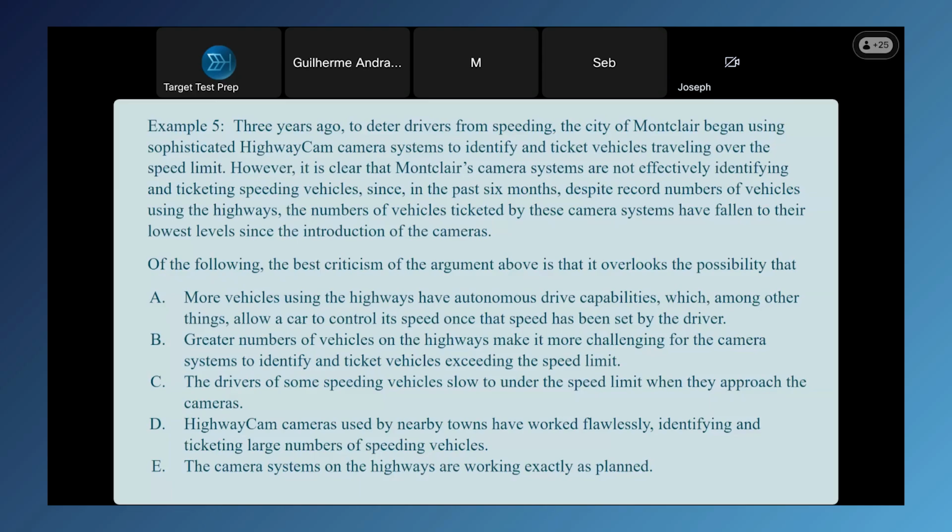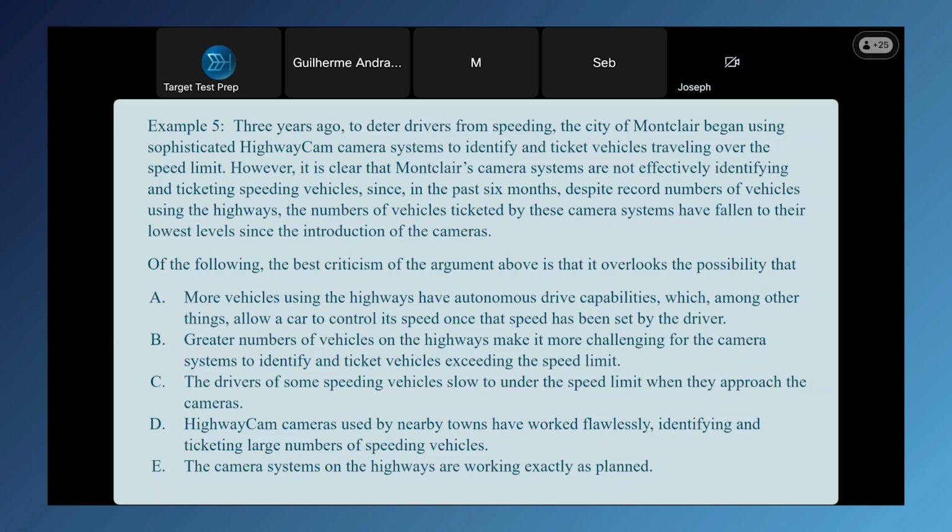So even if the cameras used by nearby towns have worked flawlessly, it doesn't mean that these cameras are working flawlessly. Perhaps something happened to these cameras, like people spilled Coca-Cola all over them and then they were like, oh, I'm not telling my boss, and they put them up. And then they're still not working effectively, even though the neighboring cameras that were put up with care and not covered in soda are working flawlessly. That doesn't guarantee that our cameras in Montclair are going to work flawlessly. So you've got to be careful about comparisons because they are not always helpful.